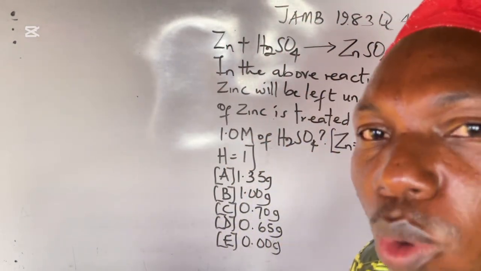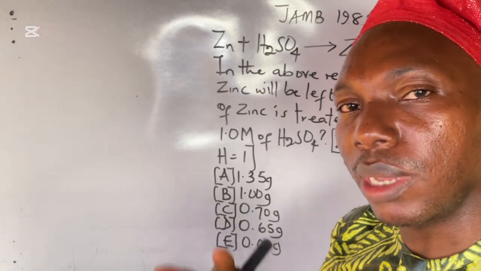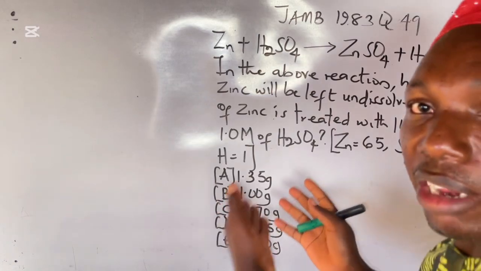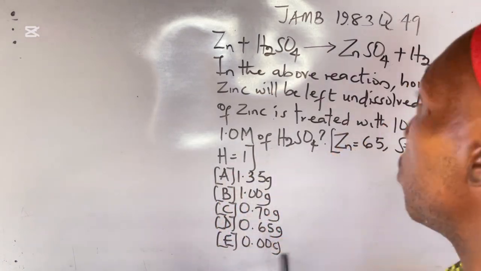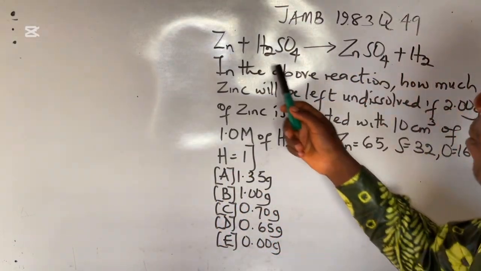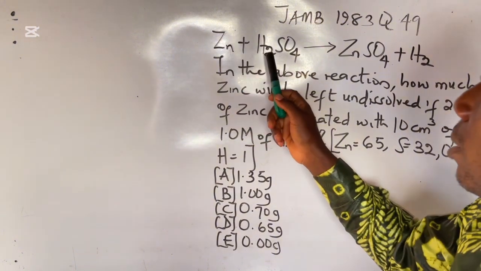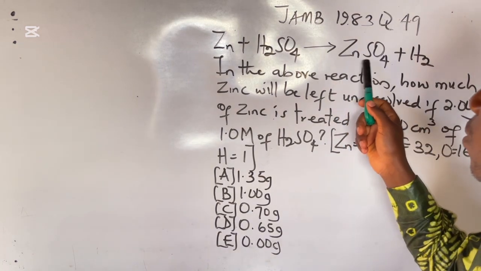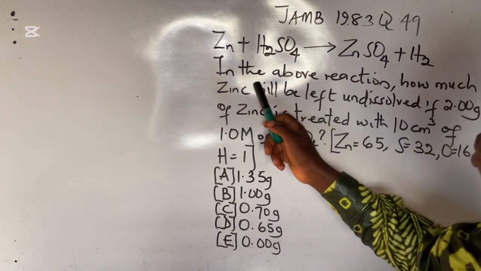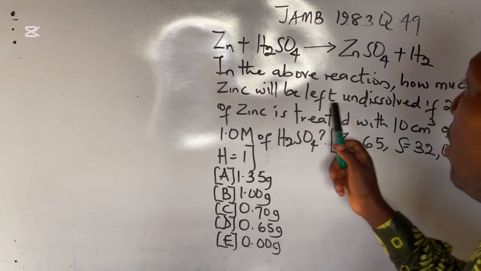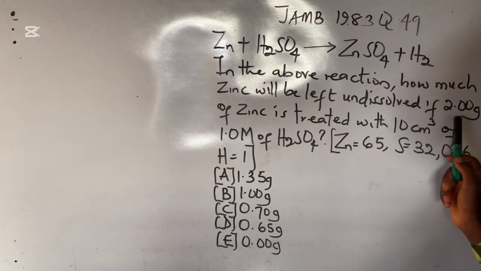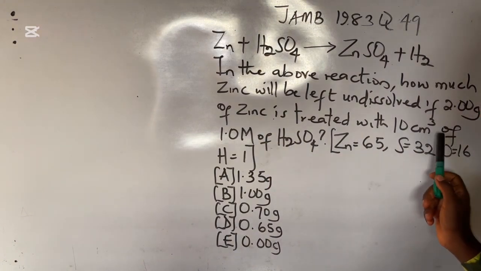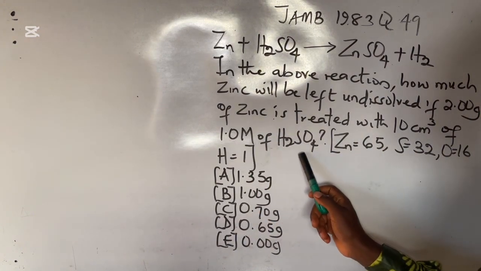I've solved so many questions on stoichiometry, calculations in chemistry, and today we'll be learning another trick here. Look at this question. Yeah, 1983 question 49. Zinc with tetraoxosulfuric acid gives zinc sulfate with hydrogen. So in the above reaction, how much zinc will be left undissolved if 2.00 grams of zinc is treated with 10 cm³ of 1.0 molarity of H2SO4.